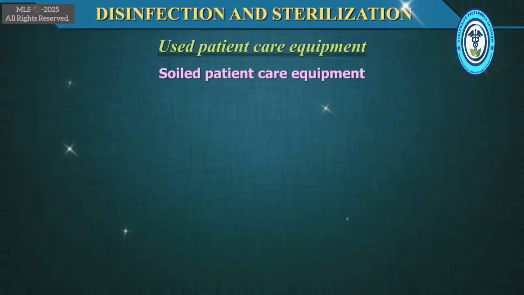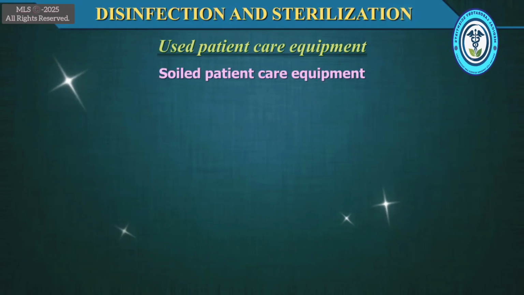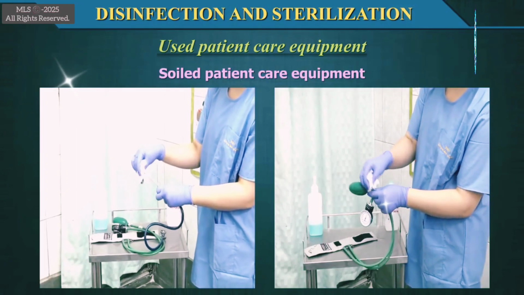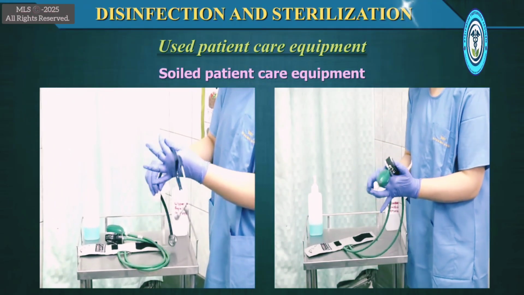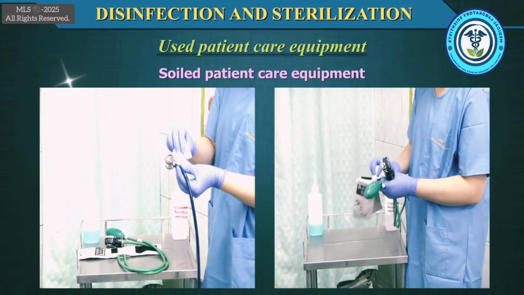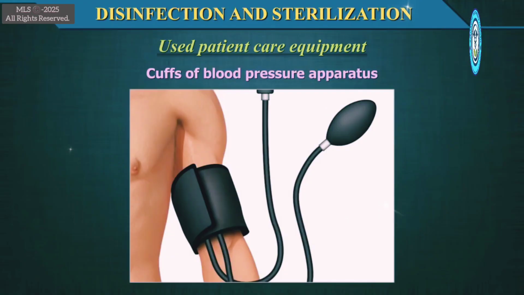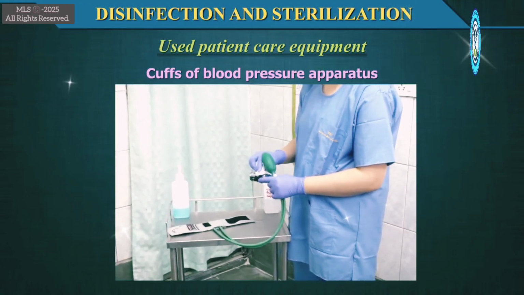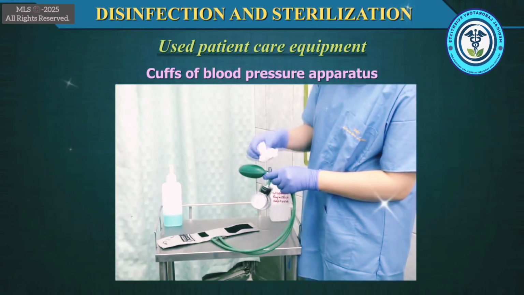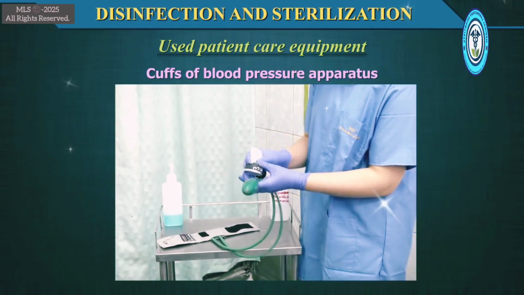Soiled patient care equipment, for example, stethoscope, blood pressure apparatus. Standard procedure: clean with detergent and water and dry. May be wiped with sodium hypochlorite, 1 to 2%, or 70% alcohol, and dried after cleaning. Always clean between patient use. Cuffs of blood pressure apparatus. Standard procedure: clean with soap and water followed by appropriate disinfectant. For example, wash in hot water with detergent. If material is not washable, wipe with sodium hypochlorite, 1 to 2%, or 70% alcohol, and dry after cleaning.